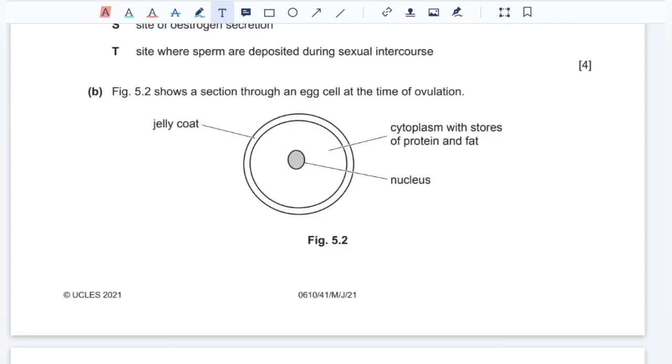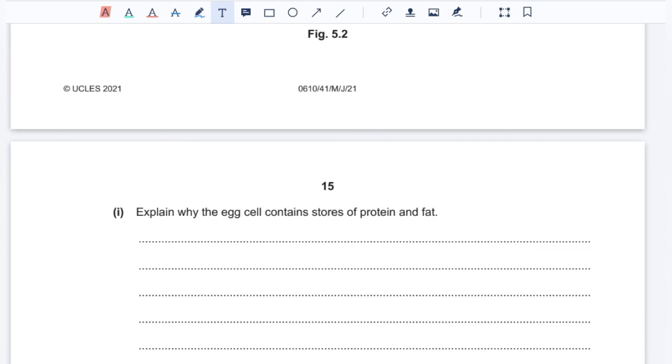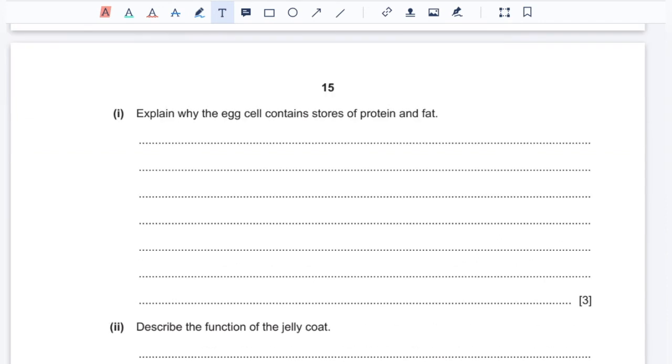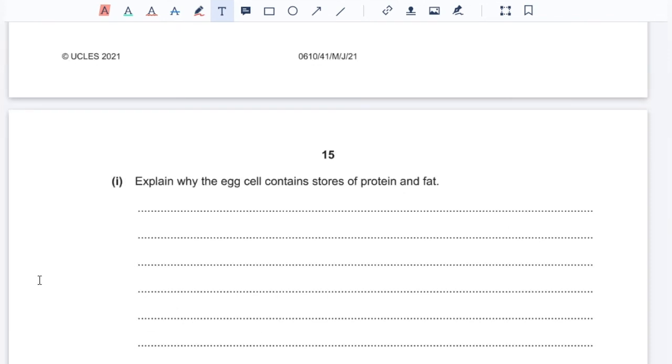B figure 5.2 shows a section through an egg cell at the time of ovulation. 1. Explain why the egg cell contains stores of protein and fat. So this fat will be used by the cell after fertilization to provide energy for mitosis, so that the cell will be able to divide and to make new cells, and protein will be needed by the cell for intracellular functions like forming membrane proteins and making enzymes.